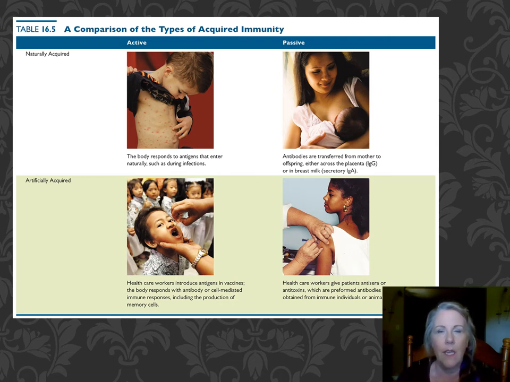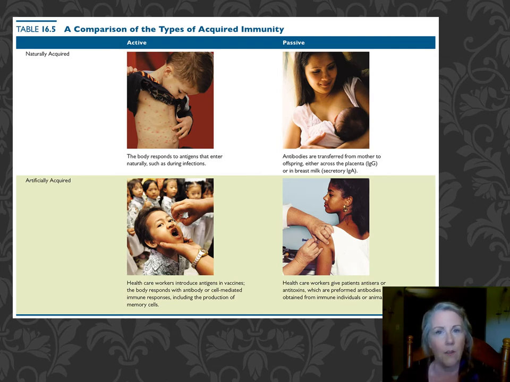Now, what does that mean? That means that we can make what's called monoclonal antibodies in a lab. So these are antibodies that are made very specifically for a particular pathogen. We can take those antibodies and inject them into an individual. Now, that individual's body would not have made those, right? So they're only going to stick around a relatively short time, but they're still there to help protect that person.